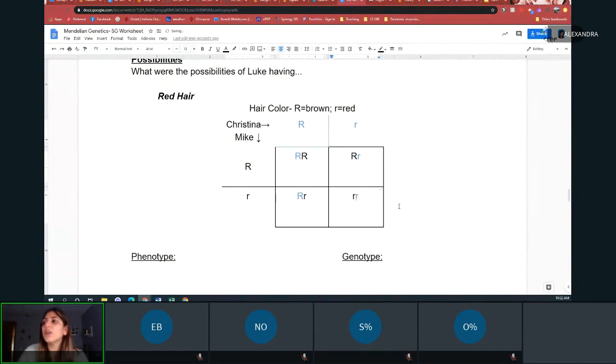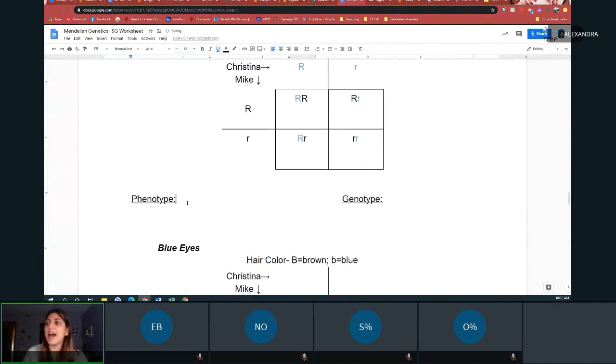So what were the phenotype possibilities? What were the options that we have for the phenotype? What were the options for it to be expressed? Meaning, what could possibly have Luke? What color hair could Luke have gotten, according to our table? Anyone?